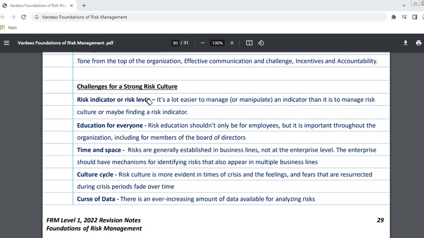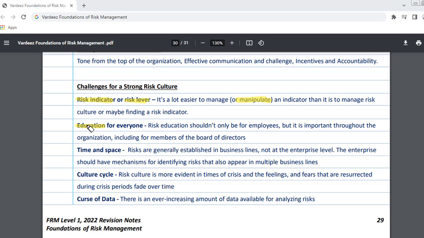Okay, talking about the challenges for a strong risk culture, the very first one is risk indicator or risk lever. What is it? See, management's responsibility is that they should identify risk indicators so that they can manage the risk properly. But sometimes managers find it easier to manage or probably to manipulate an indicator rather than finding the risk indicator itself. So that's why the risk indicator becomes the risk lever, and this is a major challenge for establishing a strong risk culture.